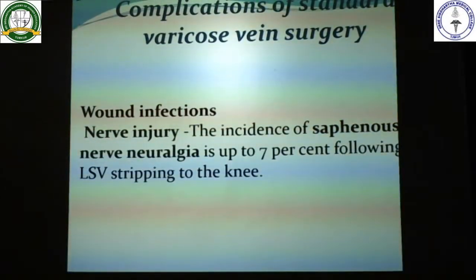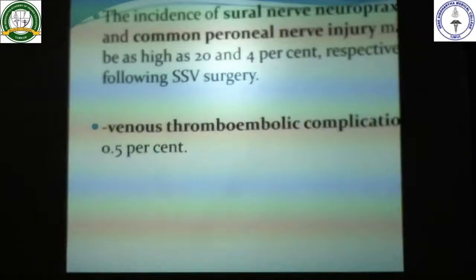So there are a variety of complications when you do open surgery, so you can expect complications. What are the complications? Like wound infections. Okay, it's one of the most common complications. And also nerve injury. The incidence of saphenous nerve neuralgia is up to 7% following long saphenous vein stripping to the knee, because this saphenous nerve always accompanies the long saphenous vein or great saphenous vein.